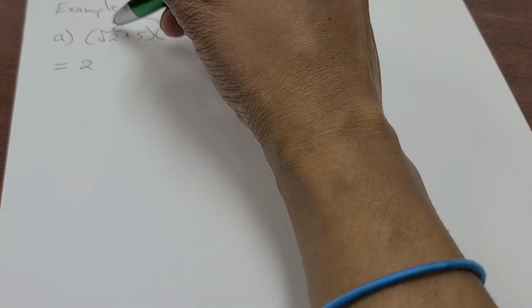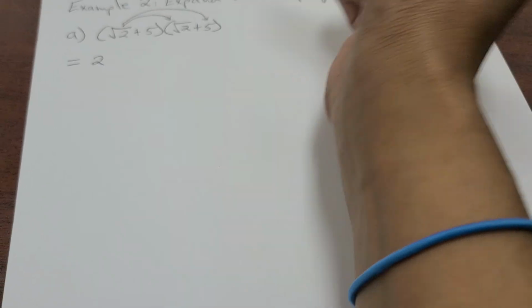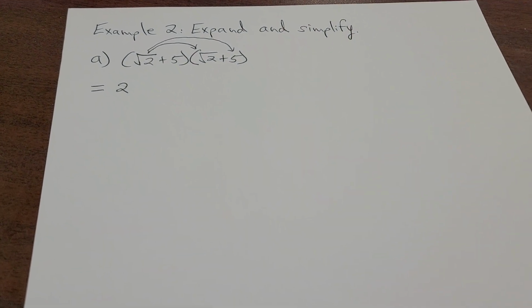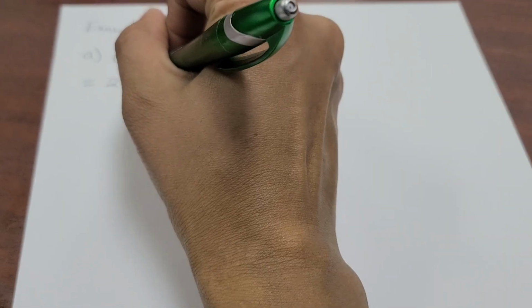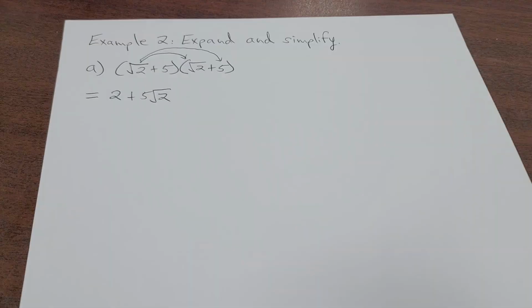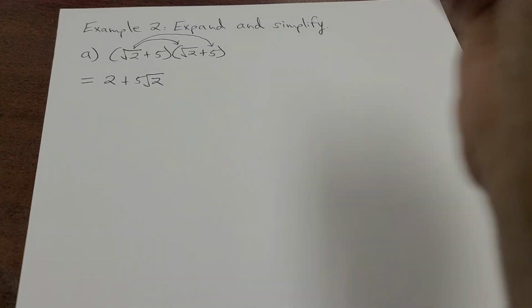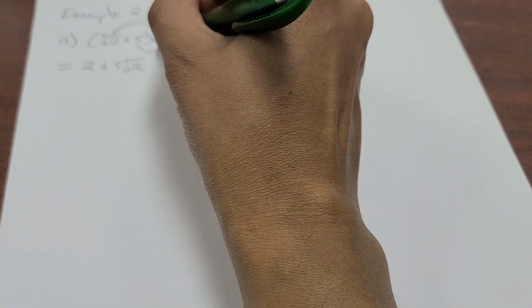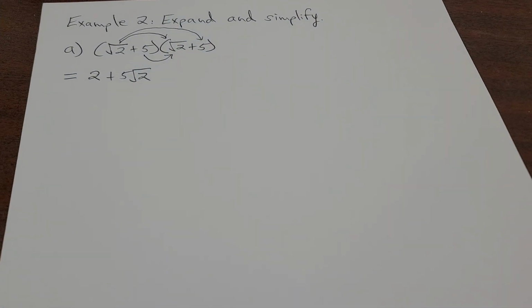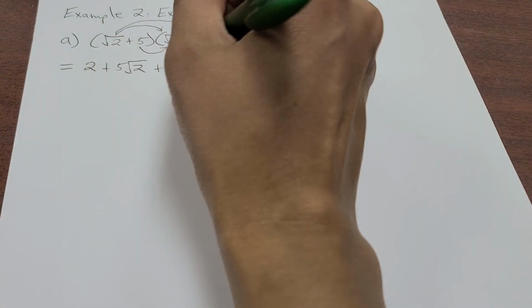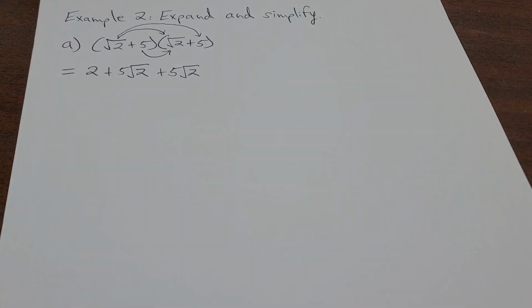Okay, and then we're going to take the root 2. I'm going to times it by 5, and this becomes plus 5 root 2. Also, make sure you're always taking the sign in front of the integer. We're going to move to the second term now. Now open the bracket. This is 5 times root 2, so plus 5 root 2.